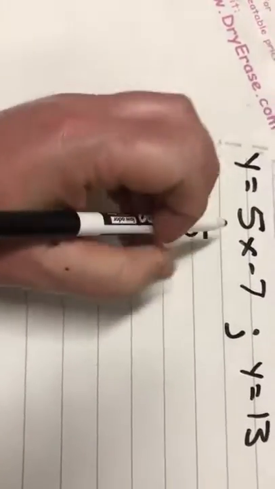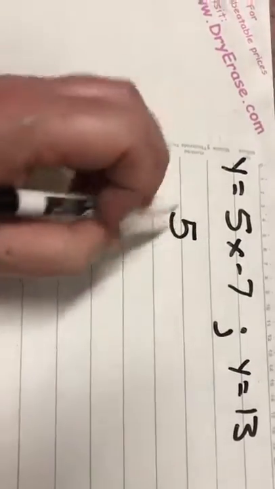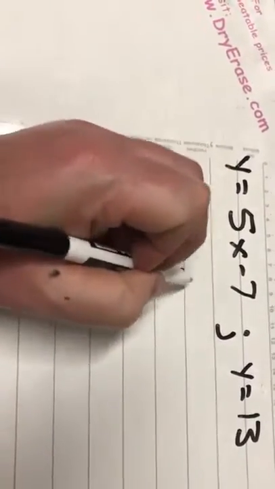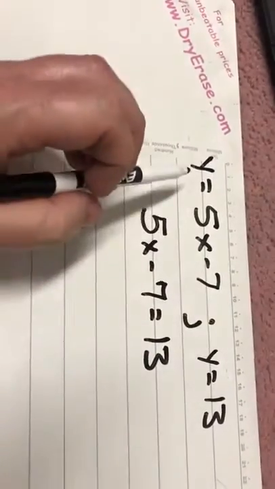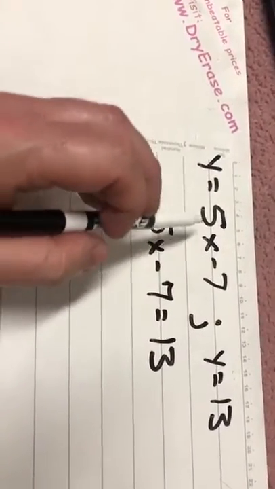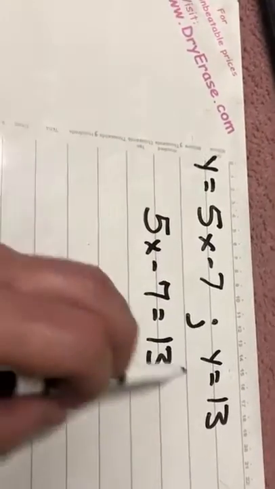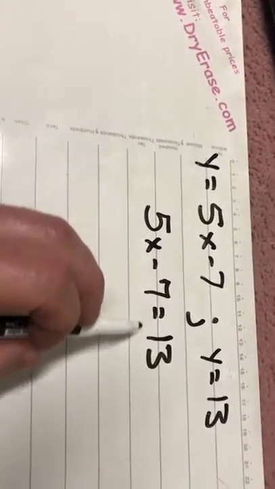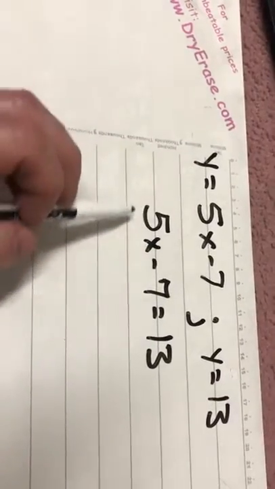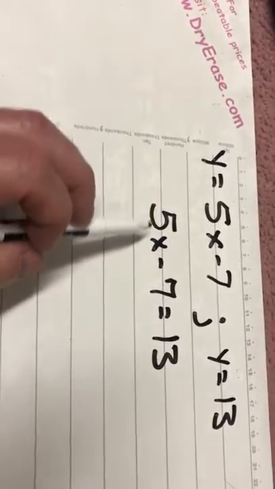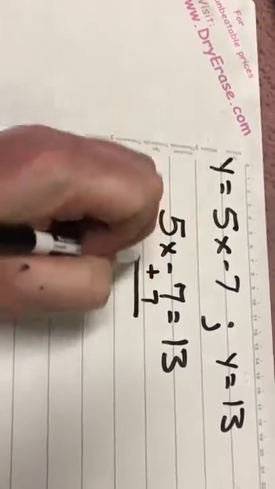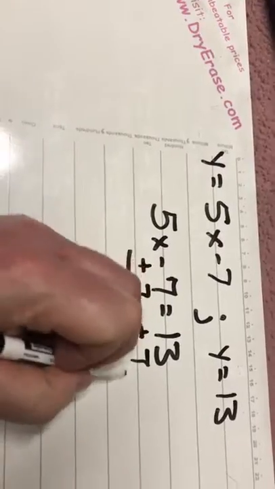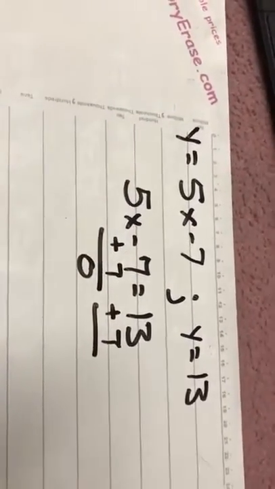So I'm going to rewrite this whole thing. I don't need you to copy this down on your assignment, but you'll want to write 5x minus 7 equals 13. We know that y and 5x minus 7 are the same thing. 5x minus 7 is equal to y. It says y is equal to 13. 5x minus 7 equals 13. Well, we know that I want to isolate the variable. So I want to get rid of this negative 7 by adding 7 to both sides. These are just the skills with equations that we've been learning.